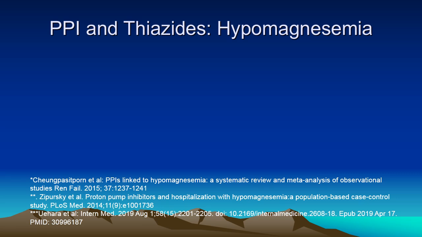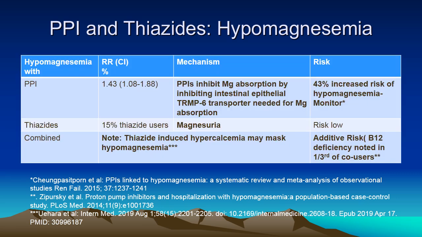An important interaction is observed as hypomagnesemia when there is concurrent use of proton pump inhibitors and thiazides. This is explained by poor absorption of magnesium caused by proton pump inhibitors alone, by inhibiting epithelial transport of the magnesium required for absorption, and there is a 43% risk of hypomagnesemia. Therefore, monitoring is required even when a PPI is given alone. Thiazides do cause magnesiuria, but the risk is low. But when we combine PPI and thiazide, there is a theoretical risk of greater hypomagnesemia leading to cardiac arrhythmias.